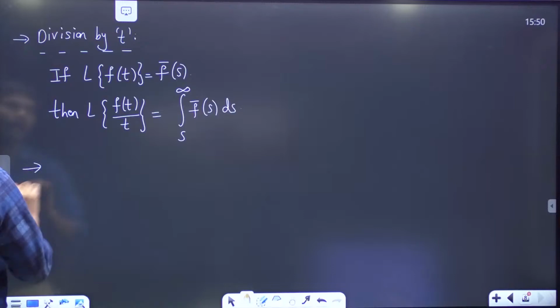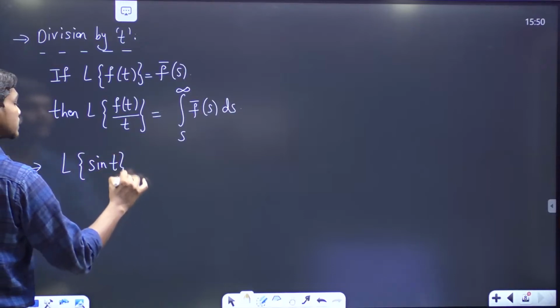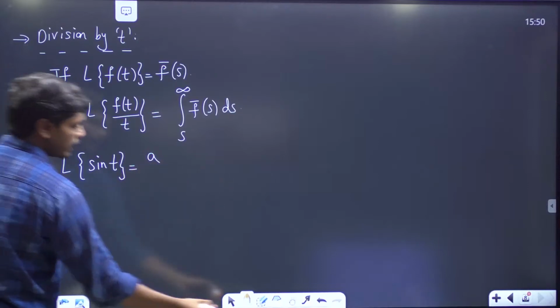So for example, if you have Laplace of sin t, just now we have seen how much is the answer, sin at, for example.